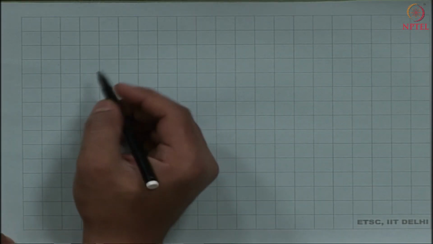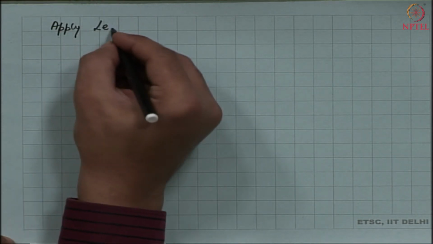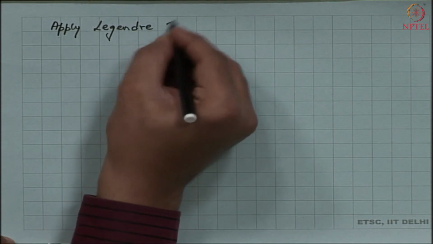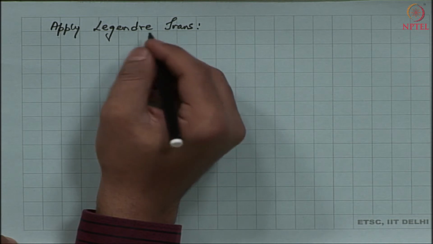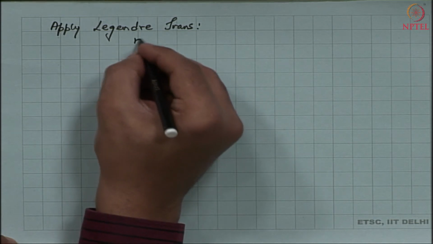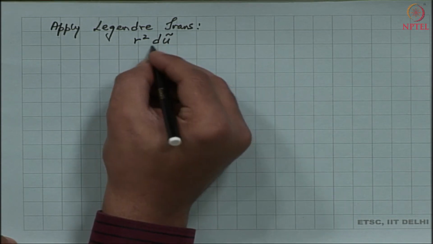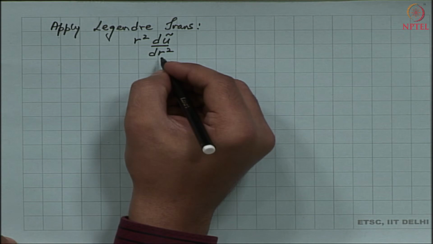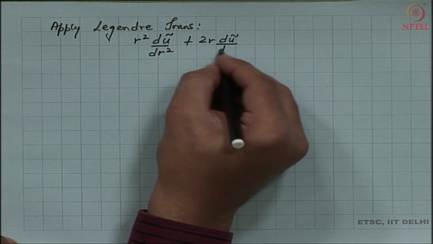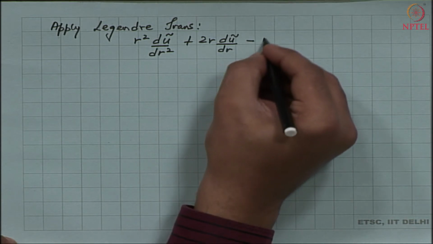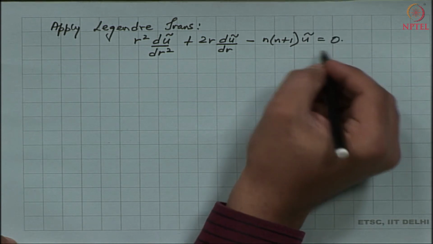Okay. So, apply the Legendre transform to arrive at the following ODE. I get the following ODE: r squared d²ũ/dr² plus 2r dũ/dr minus n(n+1)ũ is equal to 0.